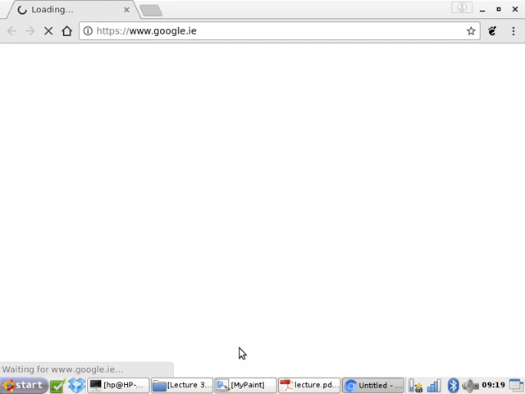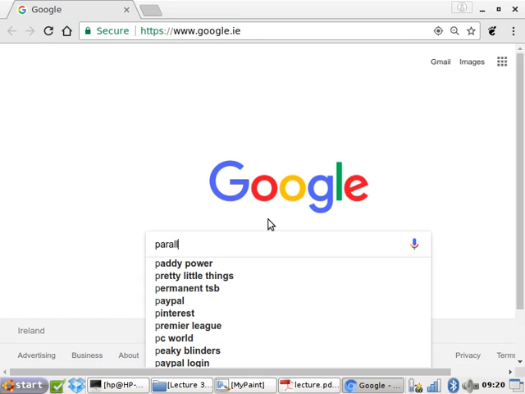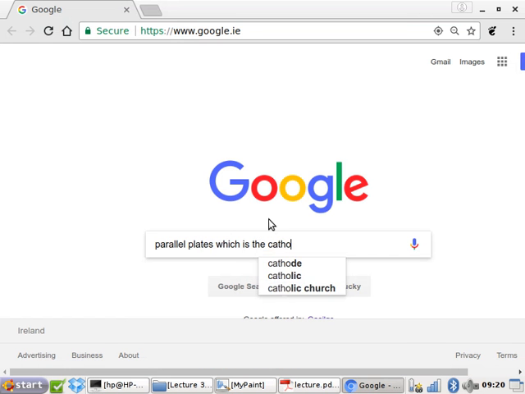What? Cathode is the negative one? Negative. Flip. How can we have both? It's saying the negative charge direction. Hold on, Google will answer. Opposite is the iron. Parallel plates, which is the cathode?